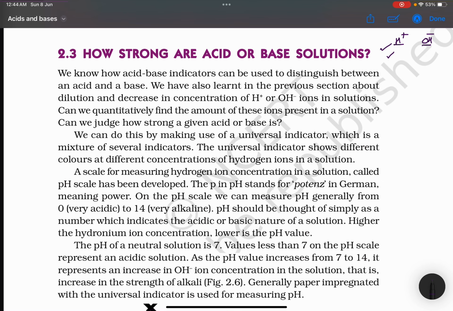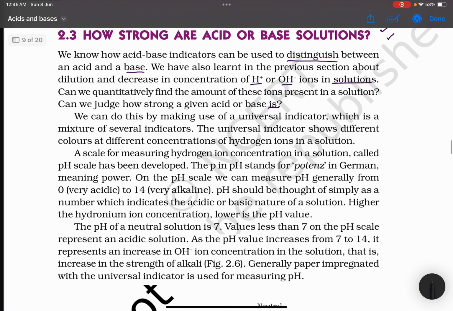We know how acid-base indicators can be used to distinguish between an acid and a base. Just for the purpose of distinguishing, we can use indicators. We have also learned in the previous section about dilution and the decrease in concentration of H plus and OH minus ions, right? So by adding water, the concentration of H plus and OH minus will definitely decrease. Can we quantitatively find the amount of these ions present in a solution? Can we judge how strong a given acid or base is?